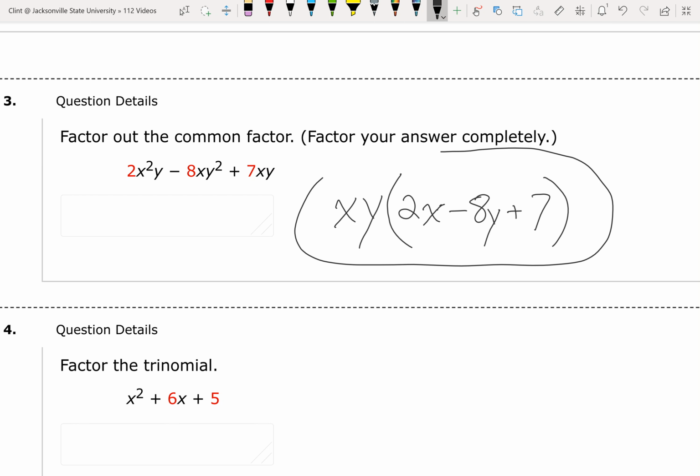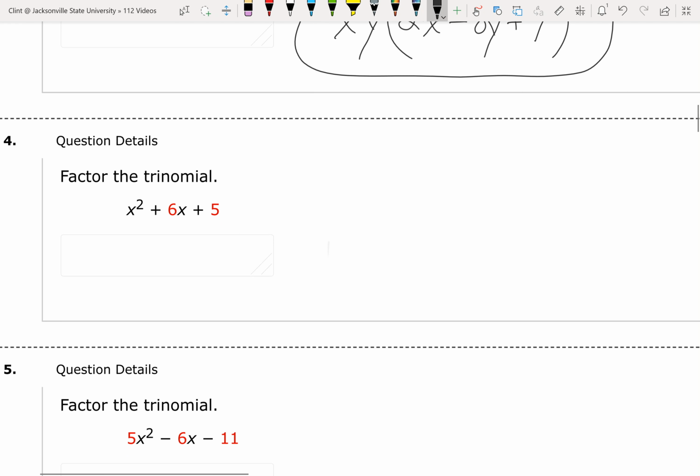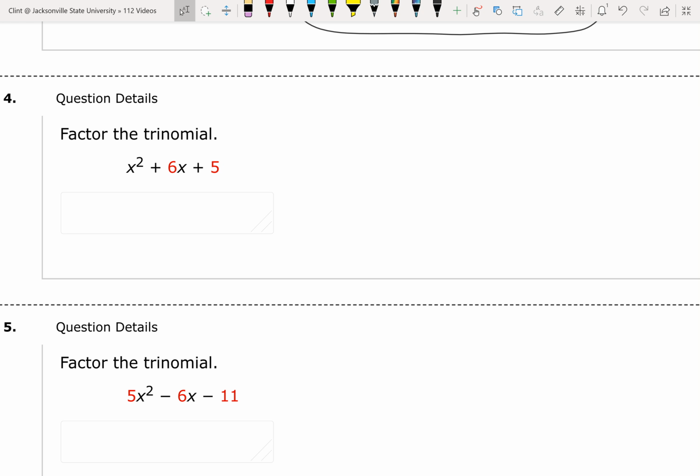Okay, so there's as much as we can factor there. Okay, number 4 says factor the trinomial. So we want factors of 5 that add together and give us 6. That's what we're looking for here. So we do factors of 5. Well, we've only got 1 and 5. And if we do positive 1, positive 5, we'll get 6.